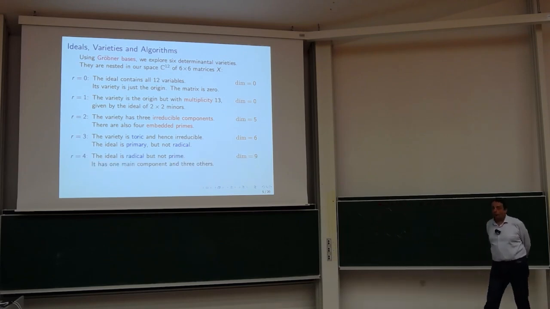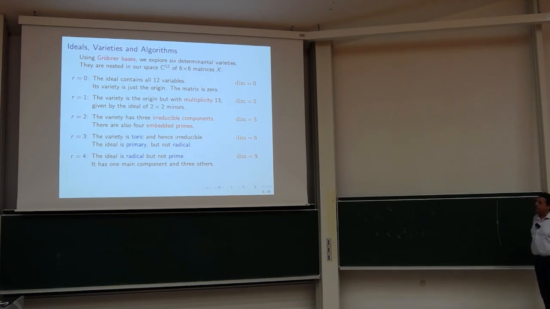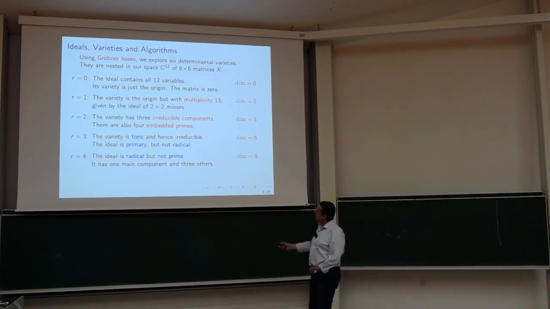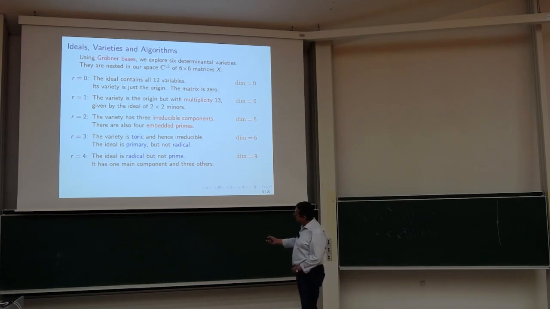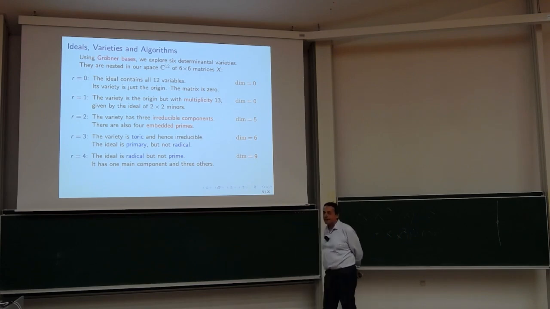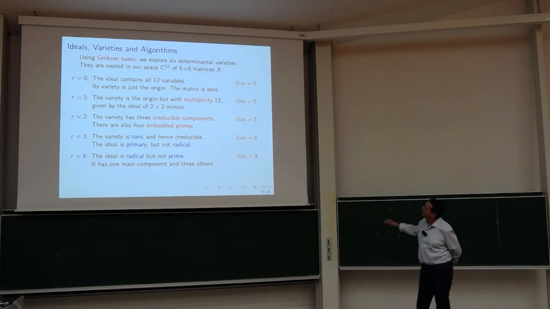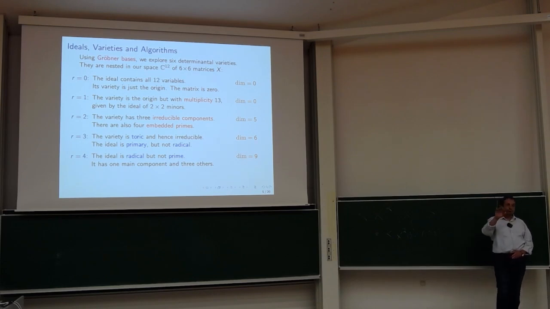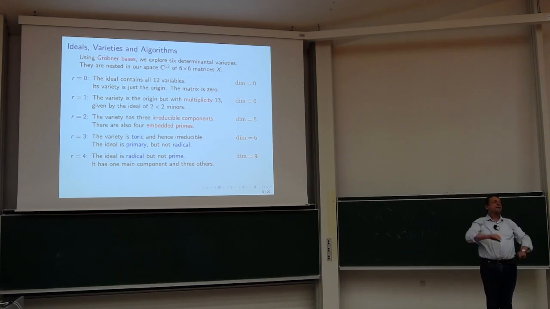Let's look at rank 4. So now we make the 5 by 5 minors vanish. So now the ideal is radical, but not prime. Now there are 4 irreducible components. One that we like in particular, this comes from the cosmology application we'll talk about later, and there are 3 others. But altogether, the variety has dimension 9 or codimension 4. I'm sorry, codimension 3. Well, we're in a 12-dimensional space, and the codimension is 3, so the dimension is 9.